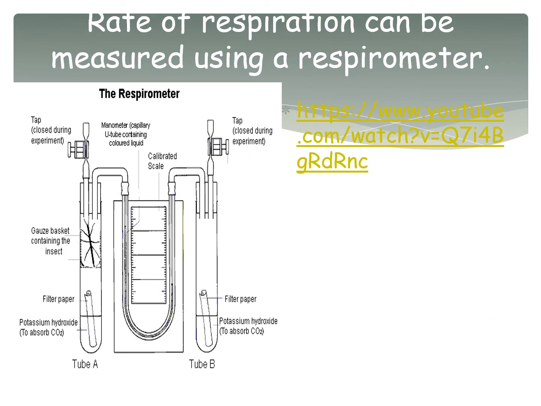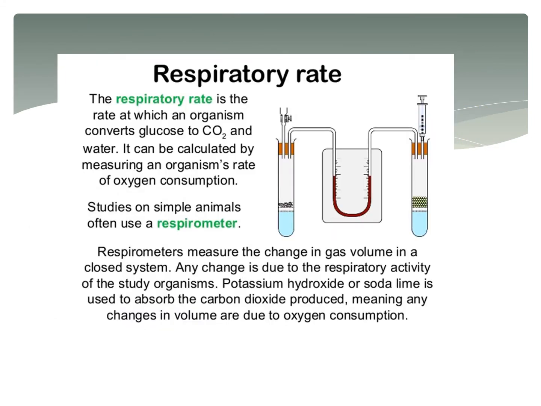You can go to this video, which explains how you measure your rate of respiration by a respirometer. You would want to make a note on your respirometer and your respiratory rate. The respiratory rate is the rate at which an organism converts glucose to carbon dioxide and water. It can be calculated by measuring an organism's rate of oxygen consumption, so basically how much volume of oxygen the organism consumes.